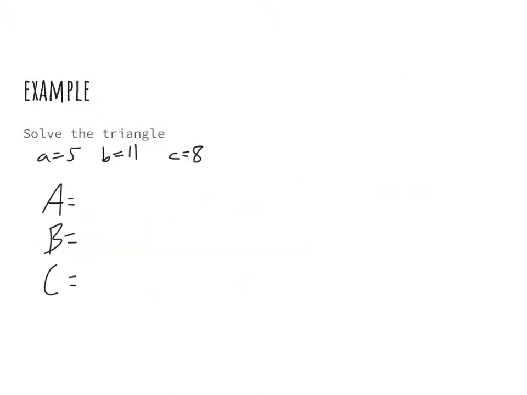Again, not always going to be given a picture of the triangle. You could just be given the three side lengths. A is 5, B is 11, C is 8. When you're given this, when you're finding a certain angle like A, remember side A goes by itself, and then B and C are over with angle A. So my equation should look something like this.